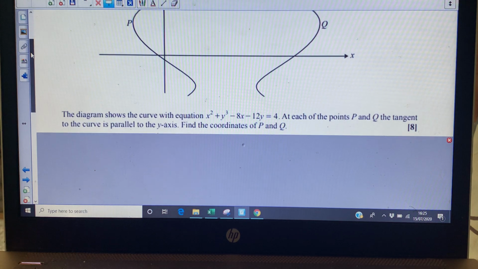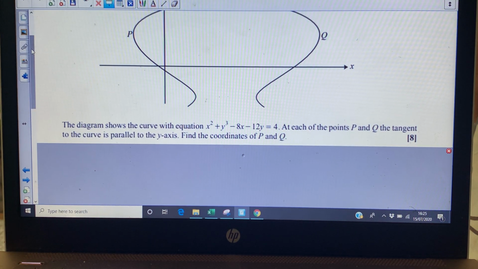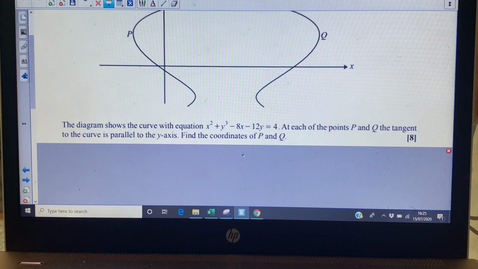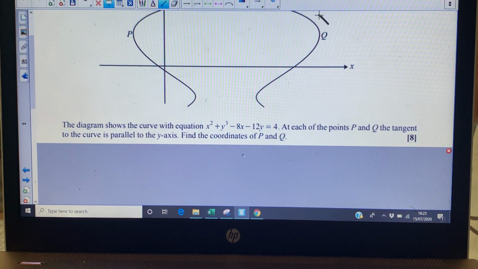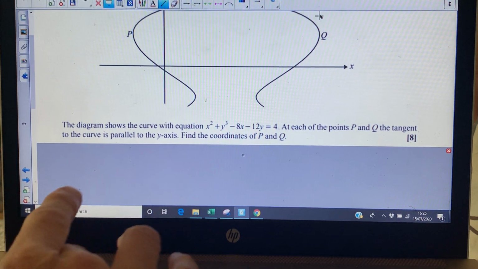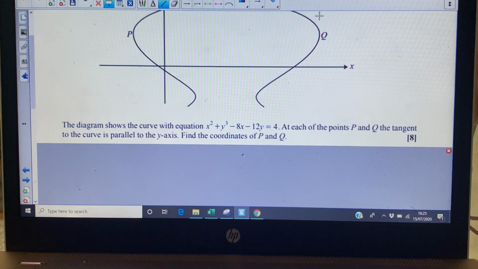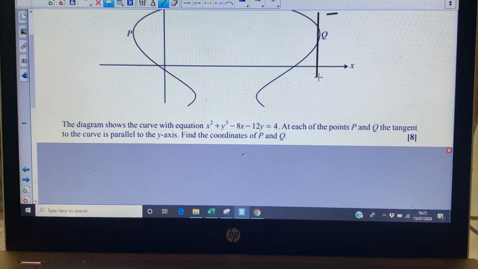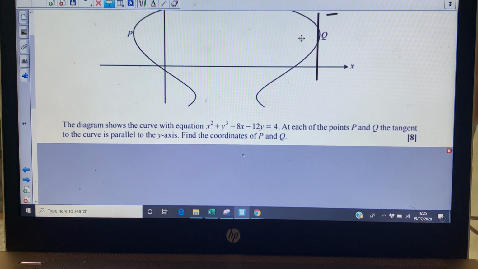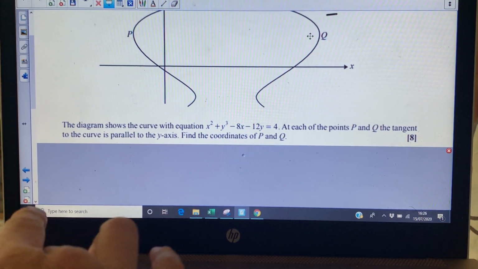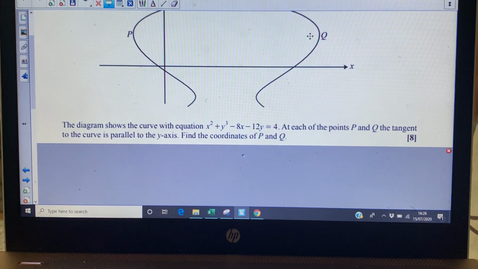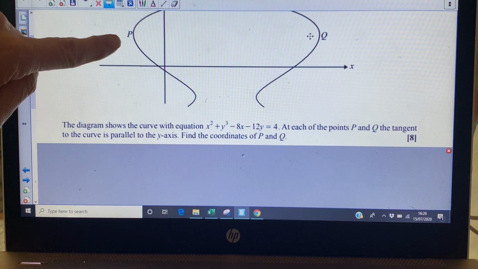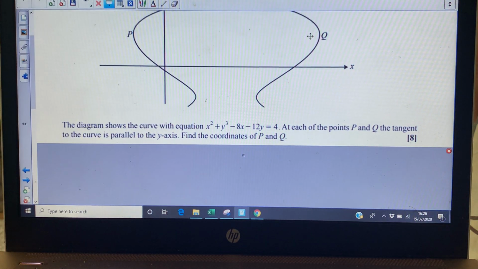So you've got the curve x squared plus y cubed minus 8x minus 12y equals 4. At each of the points, P and Q, the tangent to the curve is parallel to the y-axis. So if we think parallel to the y-axis, it's a vertical line, isn't it? So parallel to the y-axis, think vertical line. Right, we need to find the coordinates of P and Q. Off we go.